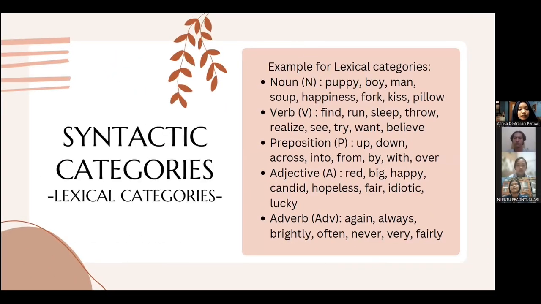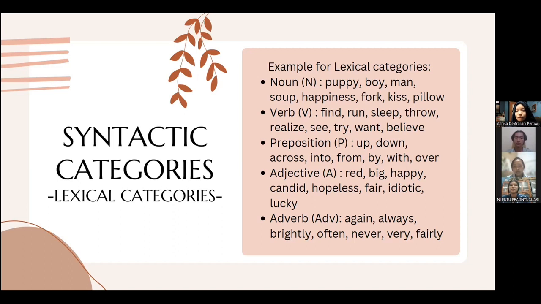The second one is lexical categories. For example, nouns such as puppy, boy, man, soup, happiness, pork, kiss, pillow. The second one is verb, such as find, run, sleep, throw, realize, see, try, want, believe, and many more.